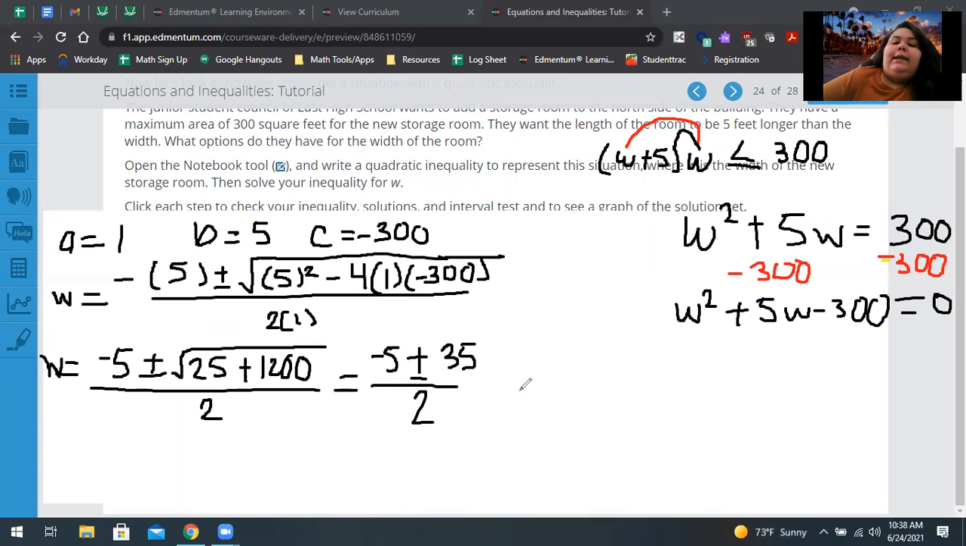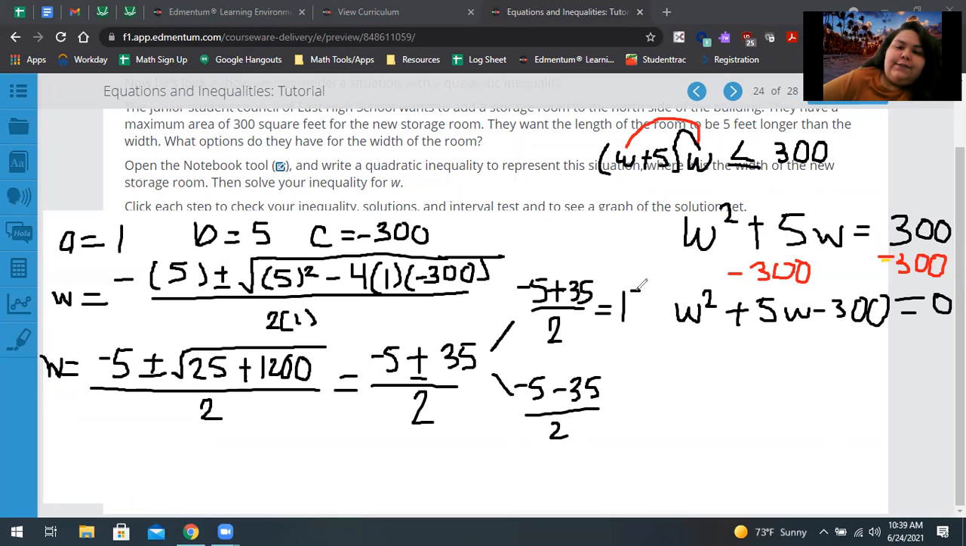So I have negative 5 plus or minus 35 over 2. Now again, we do have two answers here. We will have negative 5 plus 35 over 2, and then negative 5 minus 35 over 2. Negative 5 plus 35 is 30, half of 30 is 15. Negative 5 minus 35 is negative 40, half of negative 40 is negative 20. So I have my two answers. I'm going to write it here at the top so I can erase the bottom part. W is equal to 15 and negative 20.